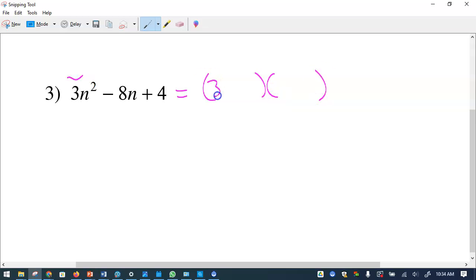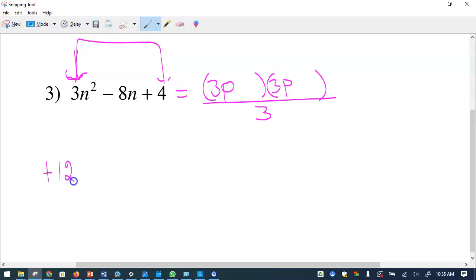There is a 3, put a 3p right here, and then also divide by 3. Now, multiply the first coefficient of n square and this, that is 3 times 4, and if you multiply 3 times 4, you get plus 12, right? So that means there is a plus sign. You're looking out for which two factors that add up. So make a box.